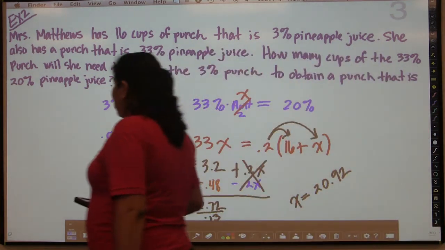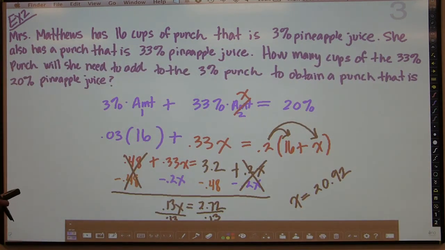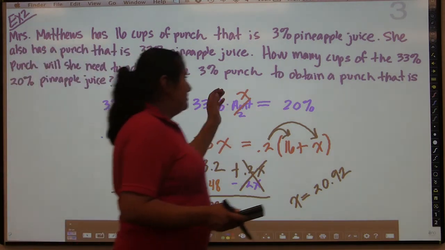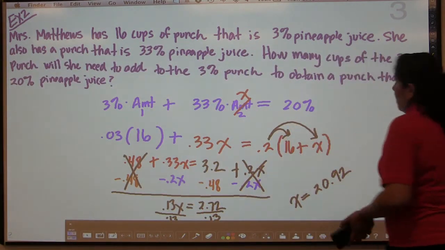All right, so remember the question was, how many cups of the 33% punch will she need to add to the 3% punch to obtain a punch that is 20% pineapple juice? And the answer would be that she needs approximately 20.9, or almost 21 cups, of the 33% added to the 16 cups of 3%, and then she'll have a 20% pineapple juice combination.